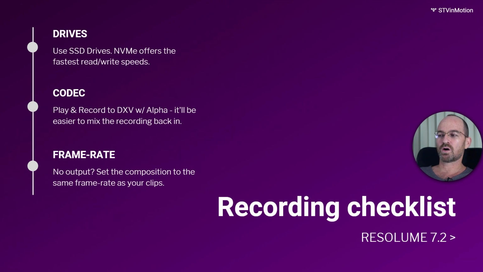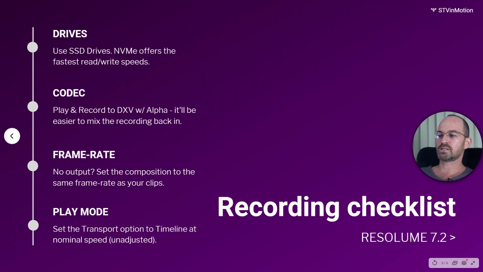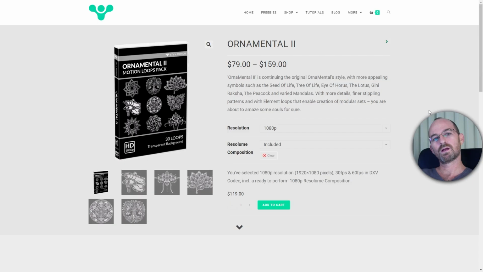Remember, I showed you how to set the frame rate of the composition. So if you are not outputting, you should set the composition to the same frame rate as your clips. And the last thing is, if you have any glitches or anything, try changing the transport from BPM sync to timeline, and then you will have a smoother recording.